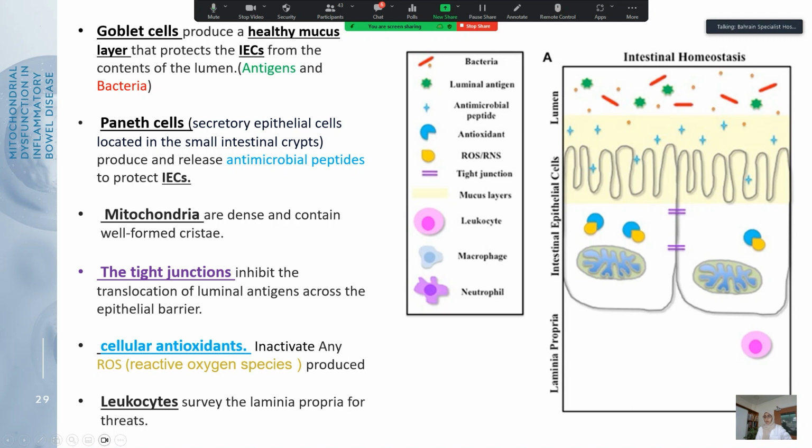And the mitochondria here look healthy in structure with their cristae, and the tight junctions are normal without any impermeability in them, so they prevent permeability of harmful antigens and bacteria inside the cells. The cellular antioxidants, these blue circles, protect the intestinal epithelial cells from the reaction with the oxygen species. So they coat the reactive oxygen species to prevent the cells from the oxidation effects. And the leukocytes are surveying the lamina propria for any harmful organism that could permeate inside.